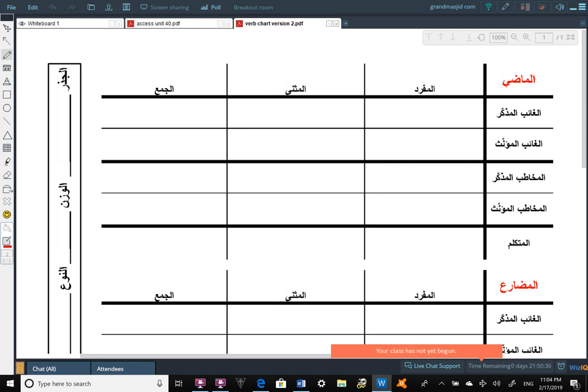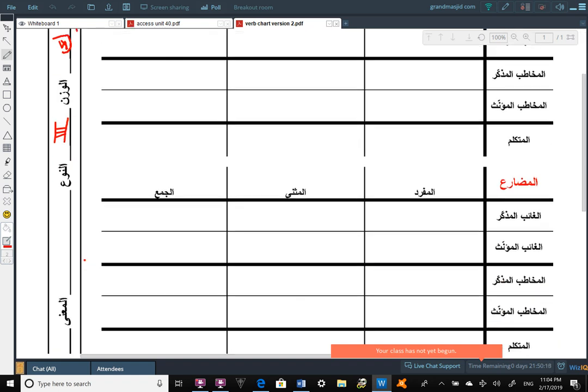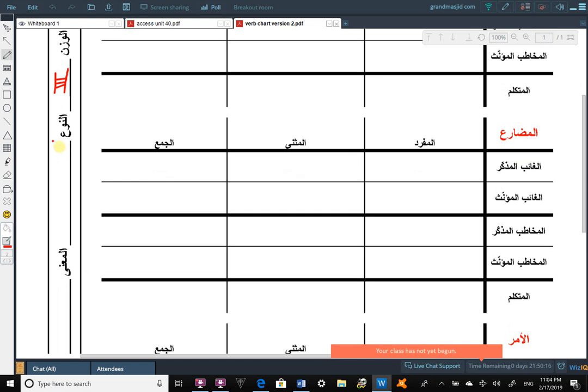The jadr, the root, is going to be ba, ra, kaf, and the wazn is 3. Right? The type is still a Sahih, a Salim, and we're going to go back when we finish all 10 forms of Sahih Salim. Then we're going to go back and do form 1 with weak and doubled and so on and so forth.